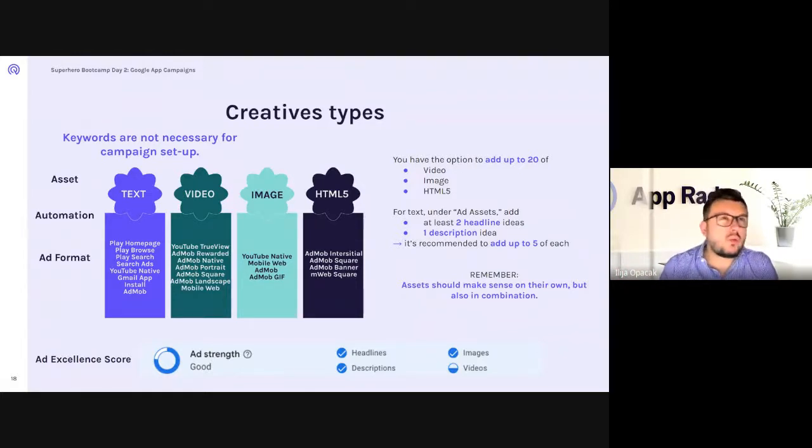And Google will also try to support you by displaying your ad excellence score. So the more headlines, descriptions, and images you add, the better the score is going to be. Google calls it ad strength. Try to have at least a good ad strength. That would be my recommendation for the beginning.